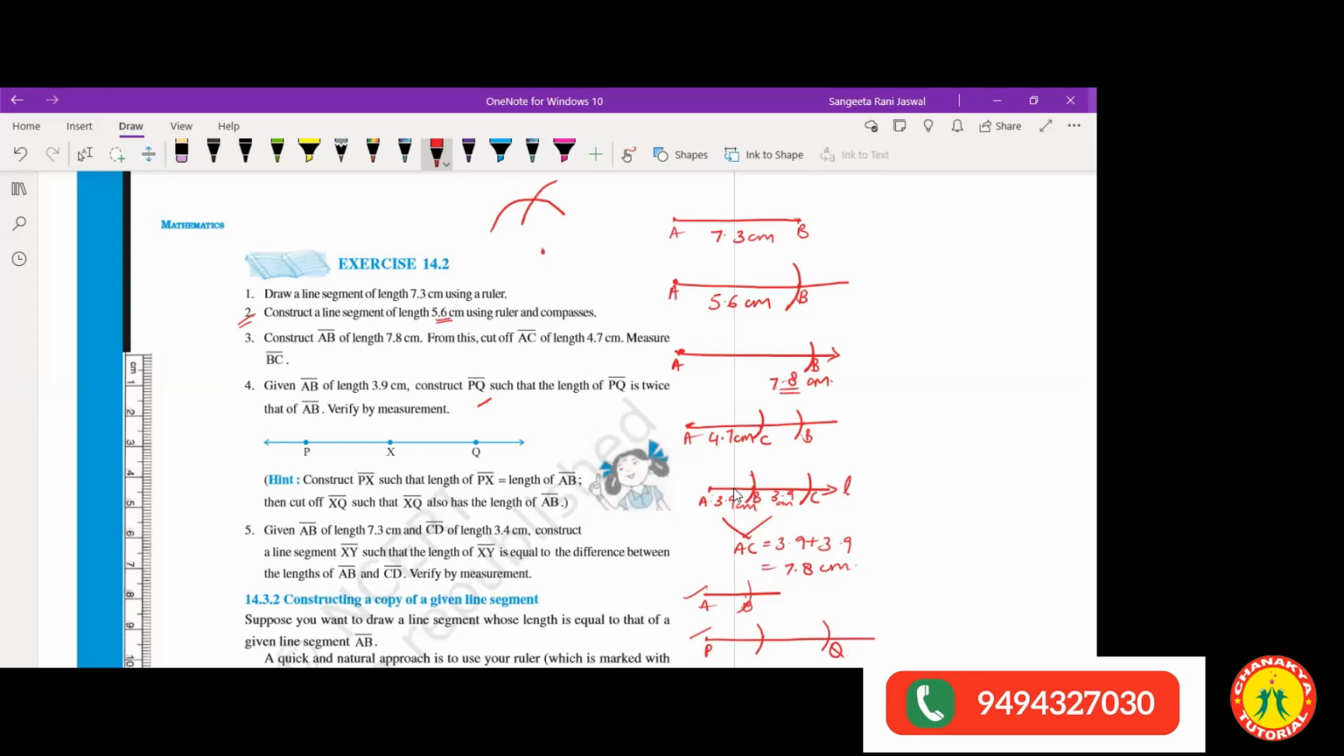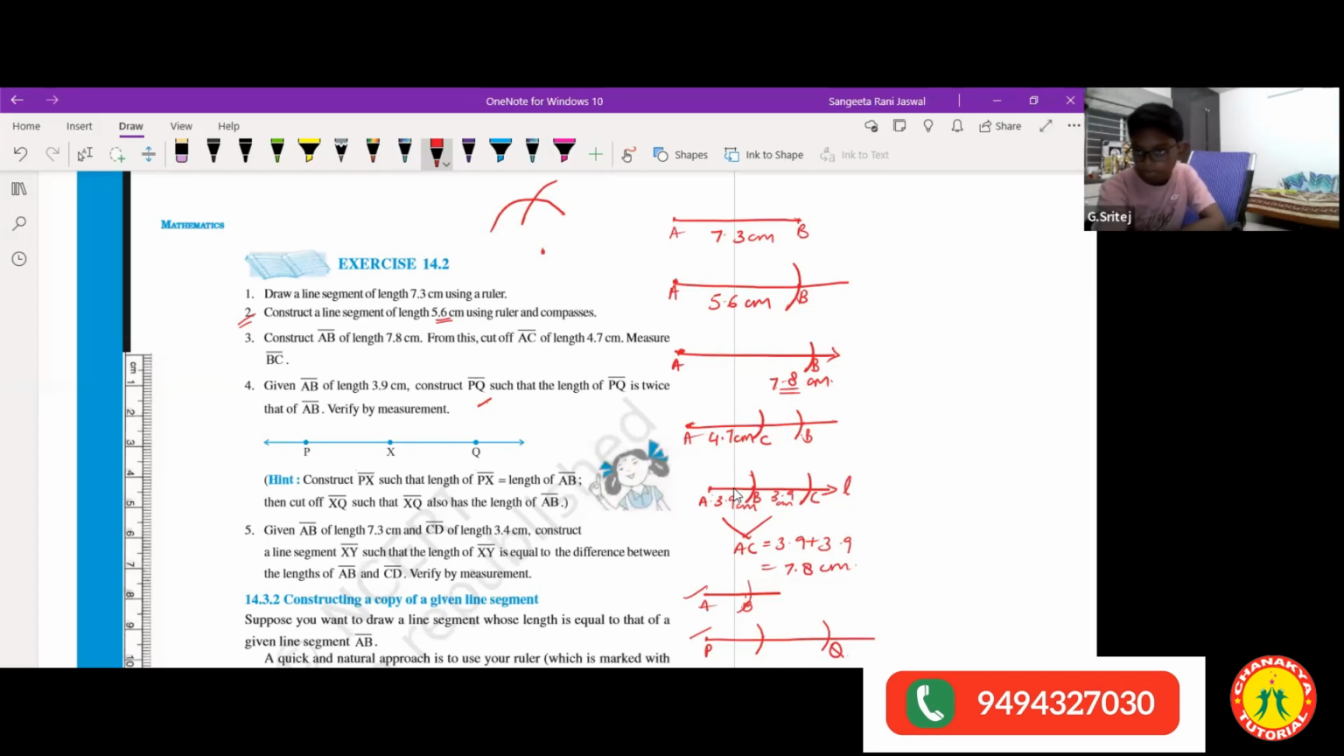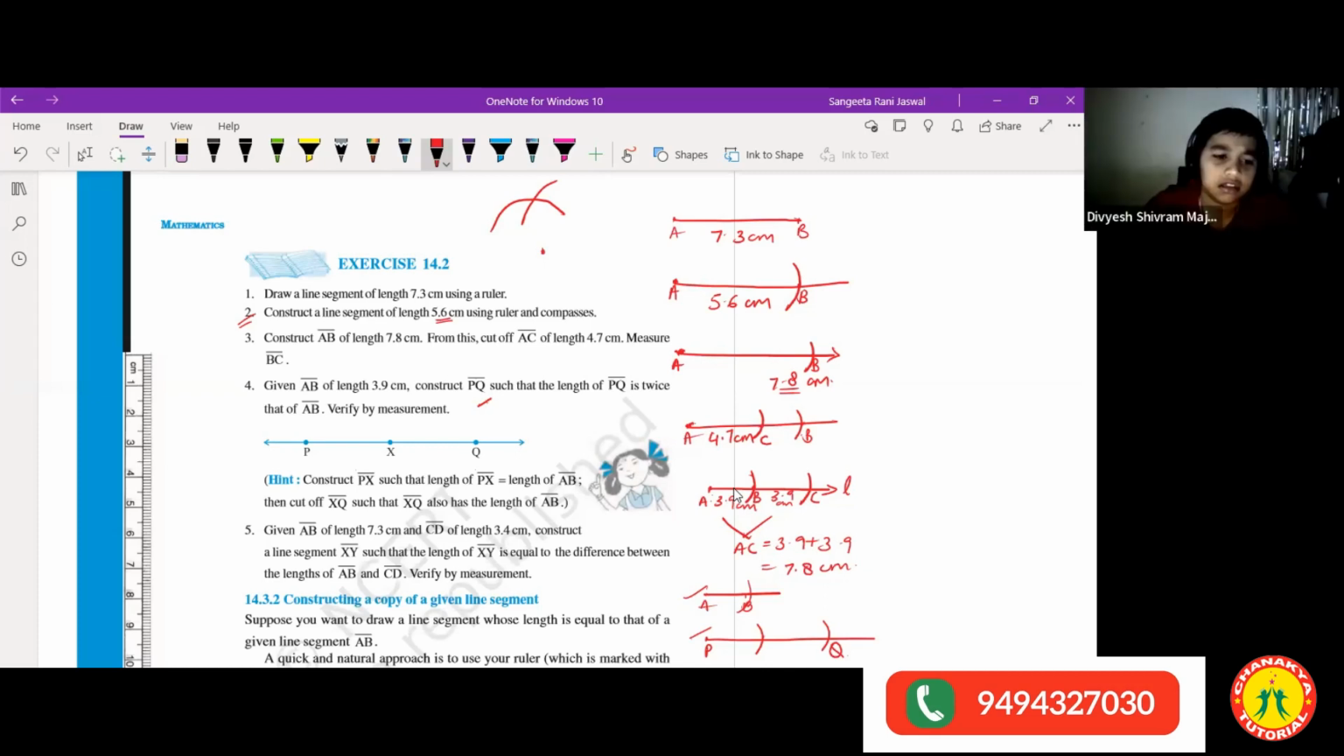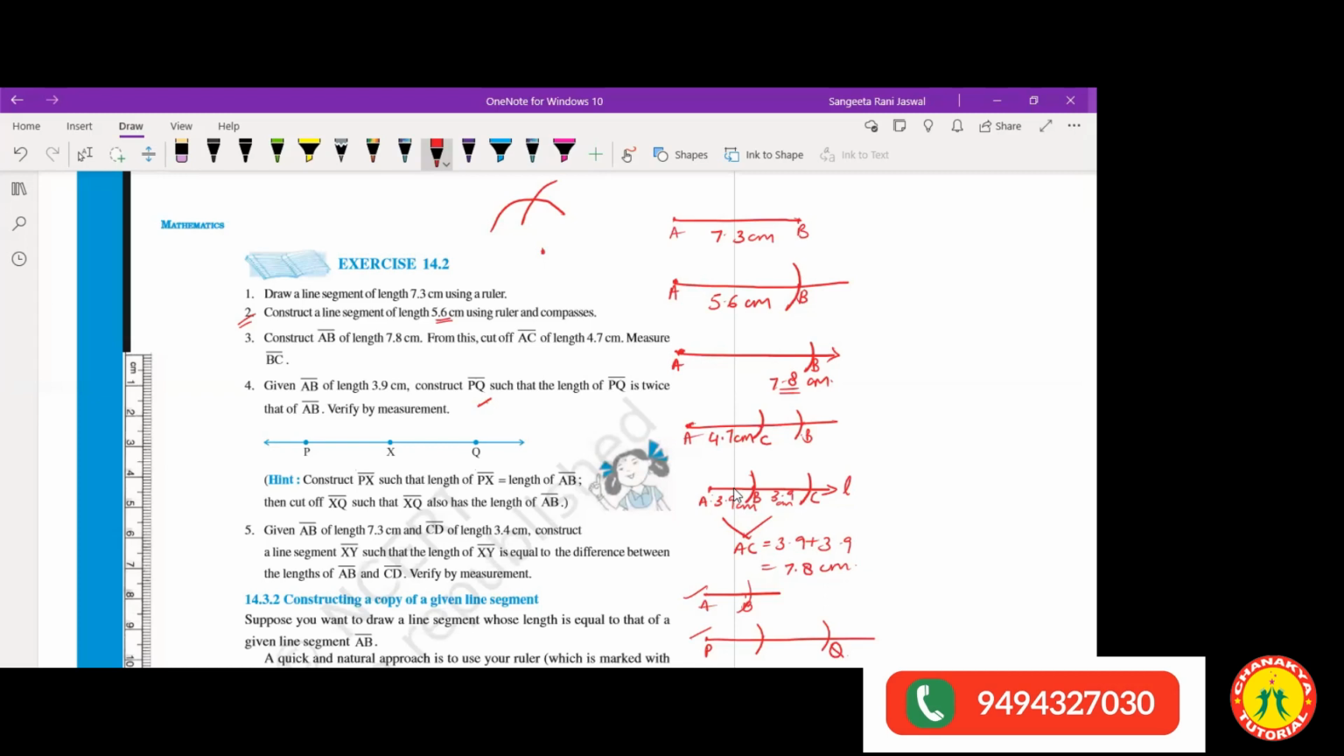Who will read? Ma'am, can I read? Can I read? Ritesh has already read one. Okay, Divesh, you read question number 5.